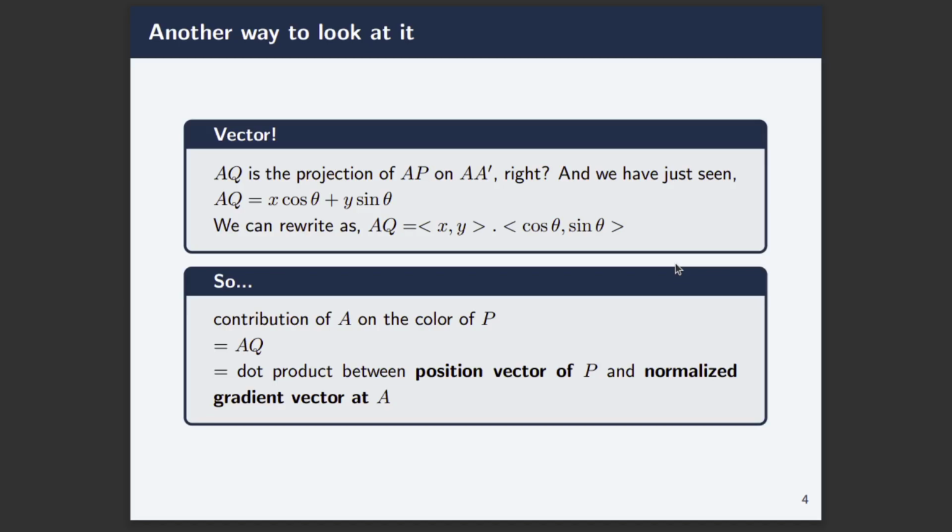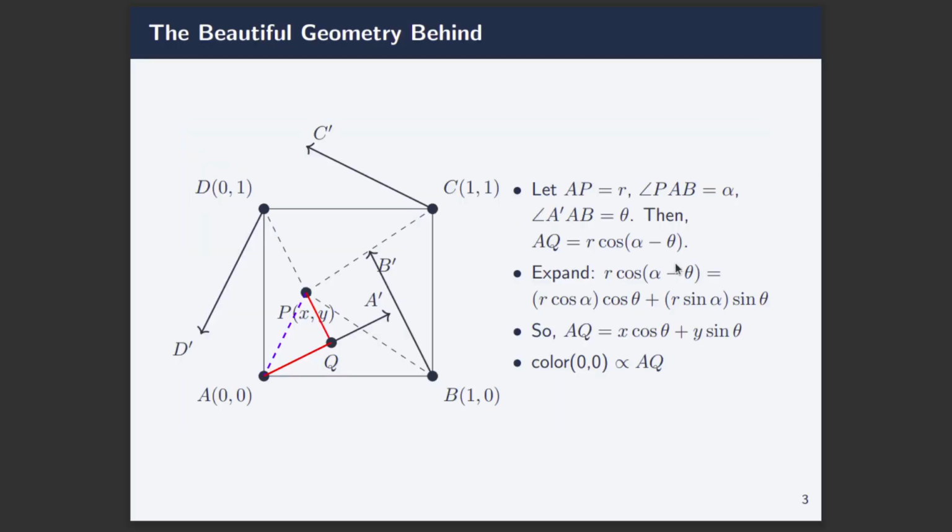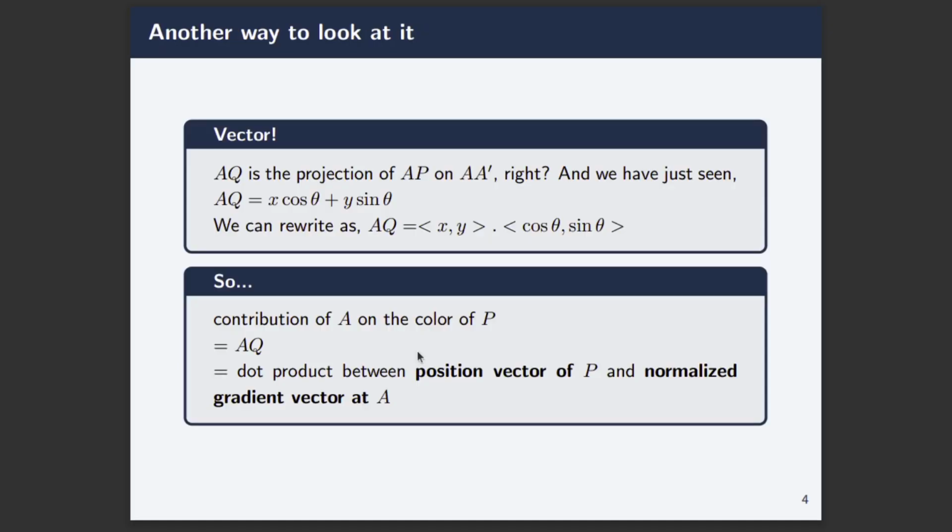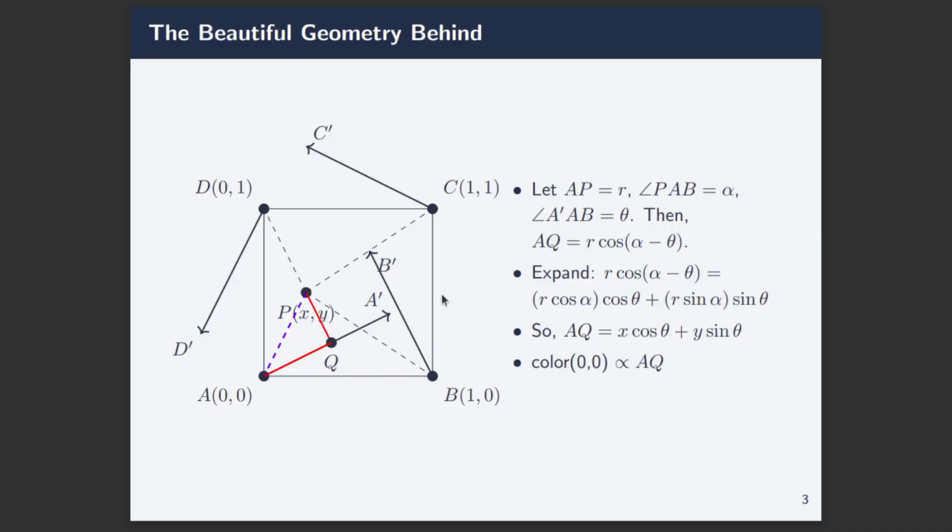And interestingly, there is another way to look at this geometric process. That is, we obtained that AQ equals X cos theta plus Y sin theta. But we can also rewrite it as a dot product between the vectors (x, y) and (cos theta, sin theta). And (cos theta, sin theta) is actually the normalized gradient vector, right? Because this angle A prime AP was actually theta. That means (cos theta, sin theta) will actually be this A prime vector normalized.